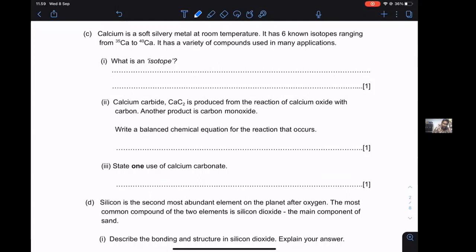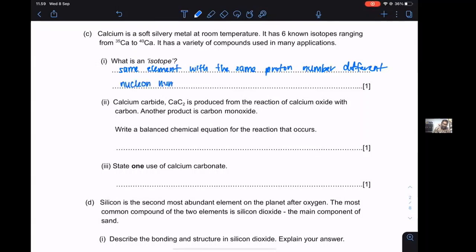Isotope is the element. It's the same element. So like in this case, calcium, it's the same calcium. It's going to be the same element, and the same element means they have the same proton number, but different neutron number, or you say different number of nucleon, different nucleon number.